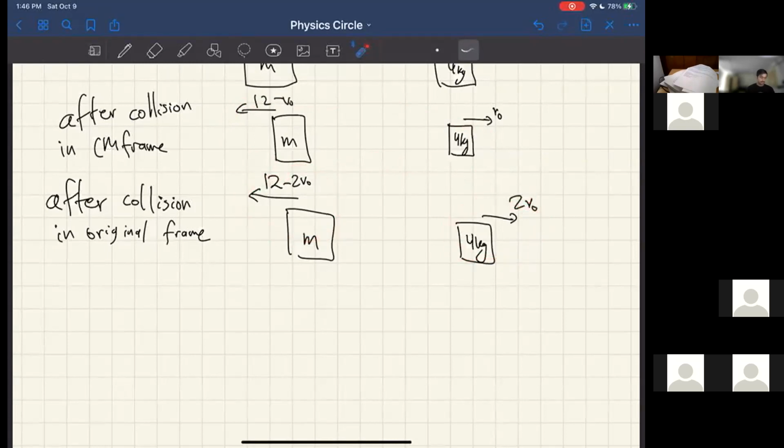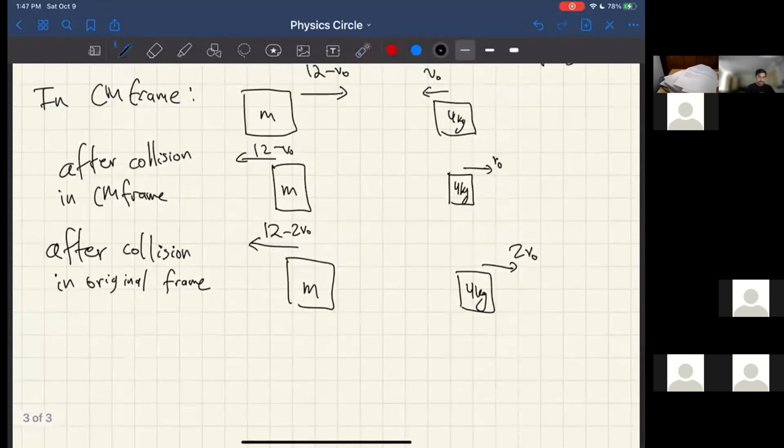To check this, just imagine that this is the ground frame, and I run along at speed V0. What do I see? Well, it looks like the 4 kilogram is only moving at V0 away from me. And it looks like this thing is actually moving faster away to the left by V0, so 12 minus V0. So the point is that we use the center of mass frame to help us.